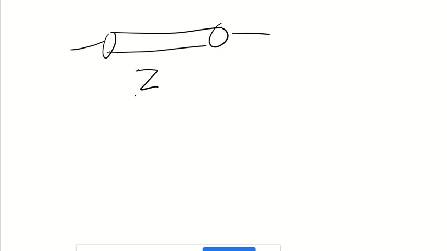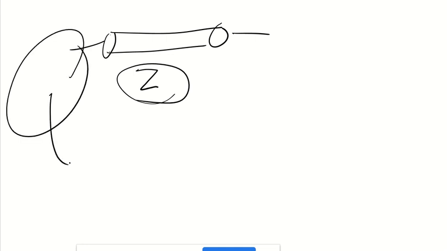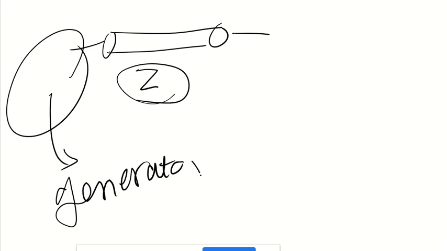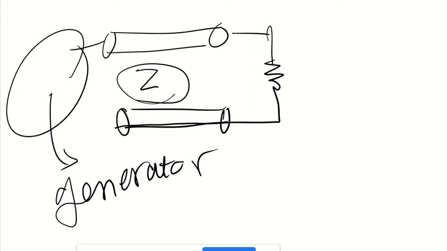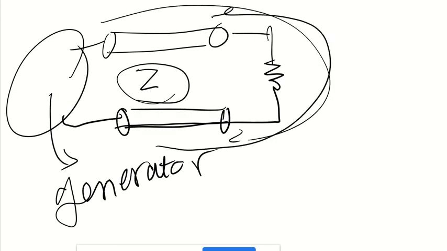So when you have a transmission line, it has an impedance. Then there is a generator here, and you usually have a load, and then another transmission line that your signal comes back on, right? Then you have, for example, AC.